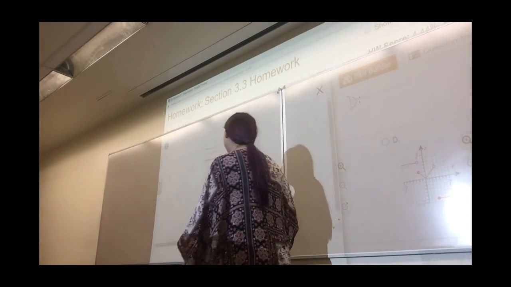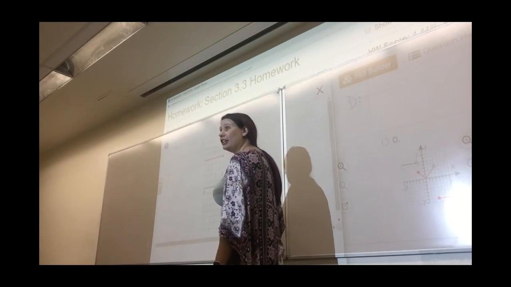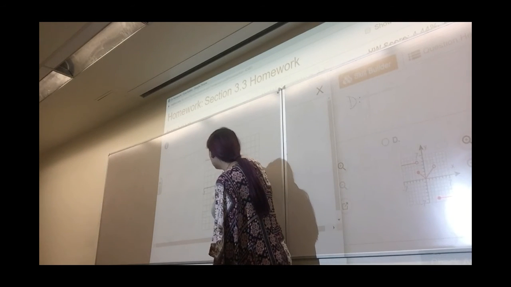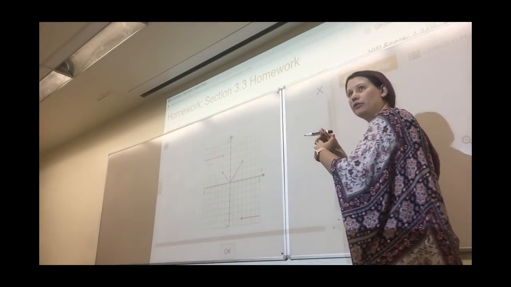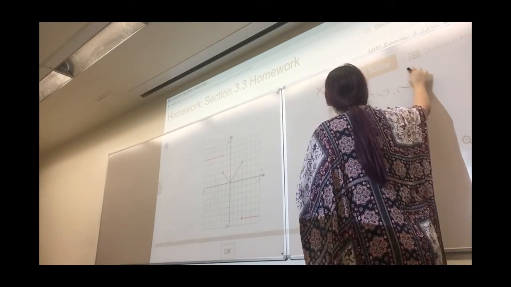So what's our domain? Negative infinity to infinity. Because our open and closed circles overlap, open and closed. Right? We have one of each over top of each other. So it's negative infinity to infinity.